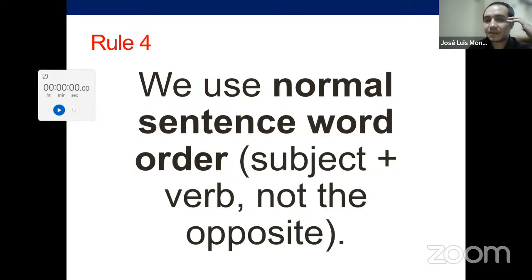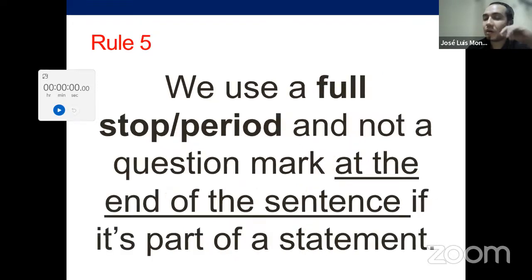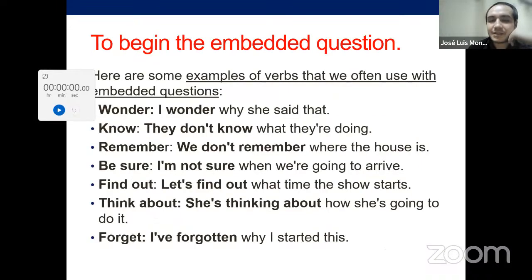You use normal sentence grammar, don't use auxiliaries in affirmative statements, for example, if you don't have to. Normal sentence word order means subject, verb, complement, or subject, auxiliary. In negative it could be verb, complement, and use a period and not a question mark if the end of the sentence is part of a statement, right? And not a question. That's what we saw at the beginning, right?